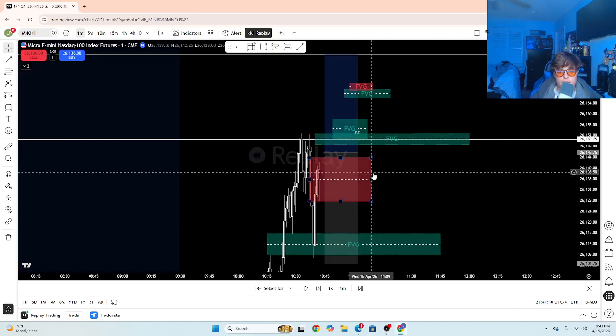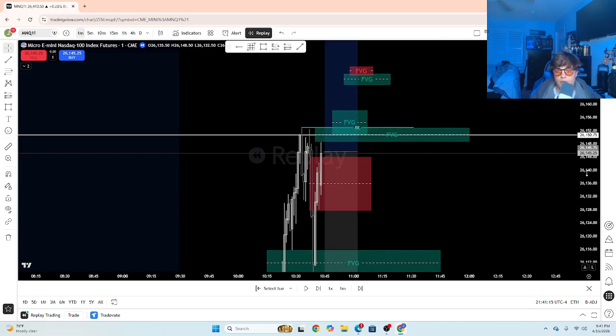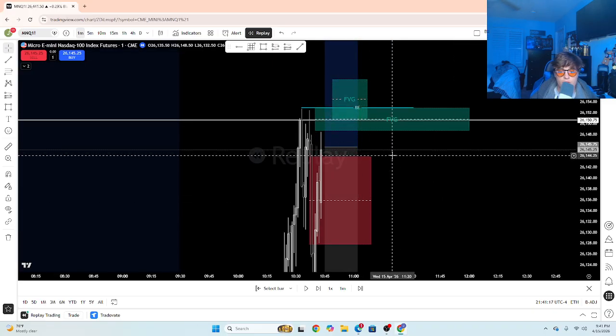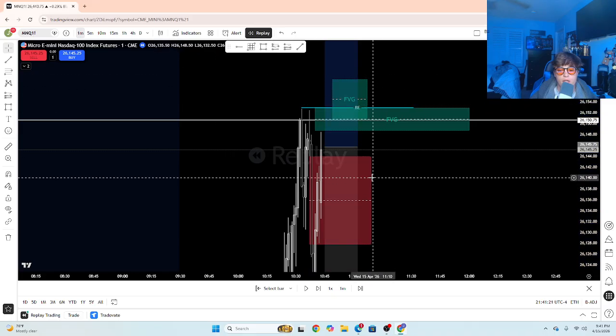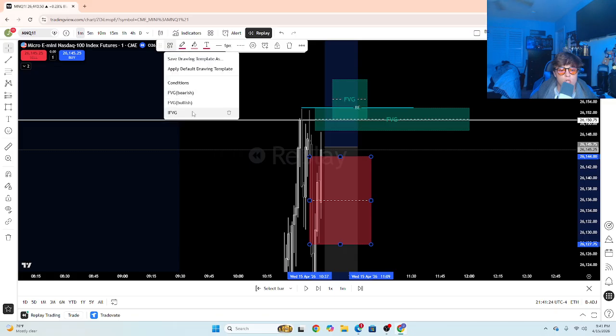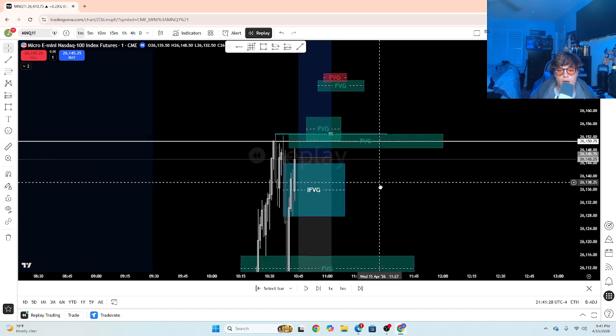Okay, next candle, still tapped in, no inverse. Bang. What do we see? We see an official inverse of this gap. Now what do we make this? We make this an IFVG. Now that is pretty much the model we're entering off.